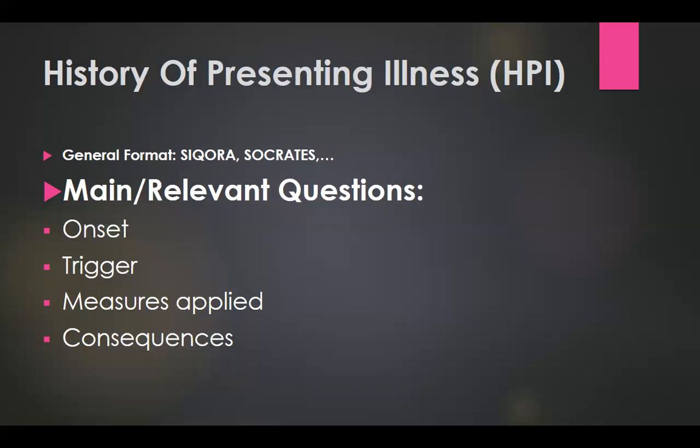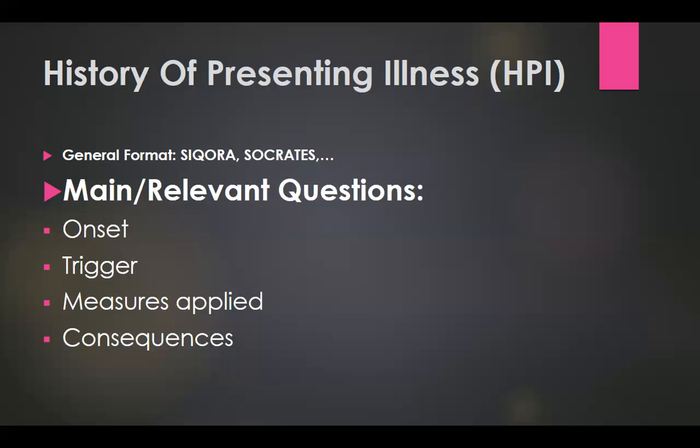Measures applied. How have you been coping? Have you tried anything? Have you applied any changes to your lifestyle? What have you done? How have you been coping? And then the consequences. How has this affected your life? Your relationship with your friends, your family, your sex life, whatever is relevant.